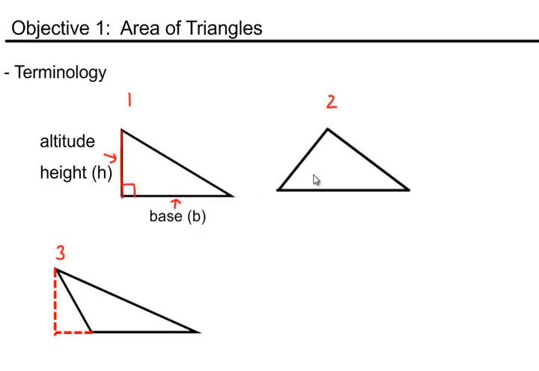Okay, so now we're going to look at case 2, the acute triangle. The bottom is called the base as well. And if I draw in the line that forms a right angle to the base, that's the altitude or height.